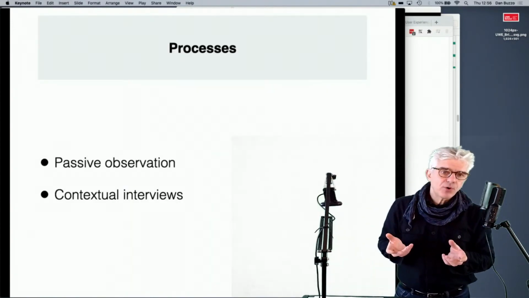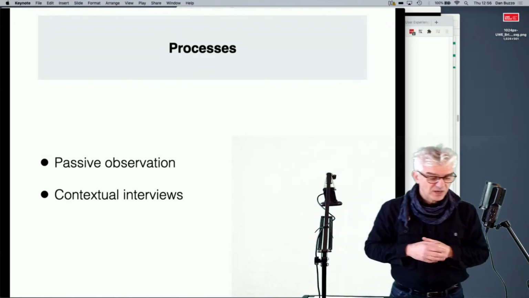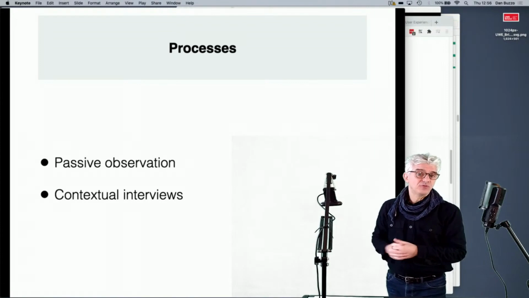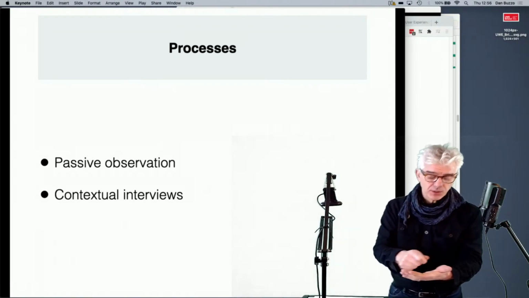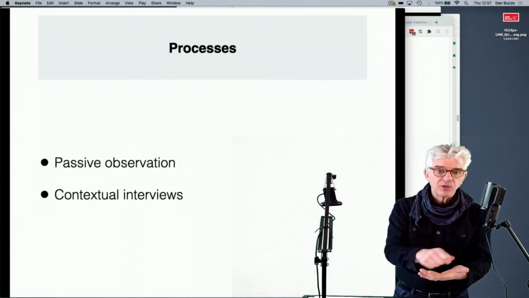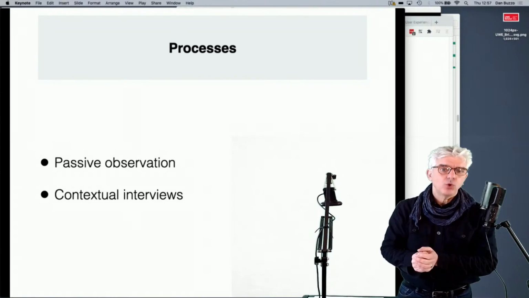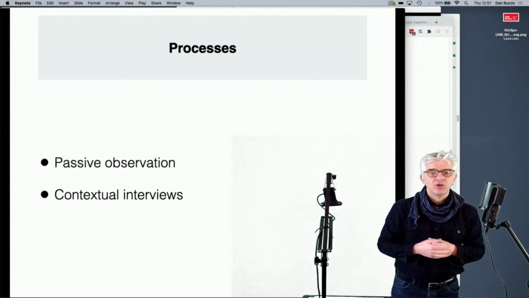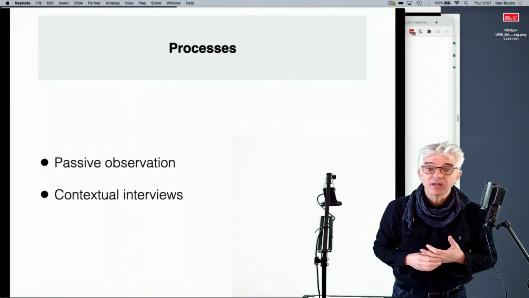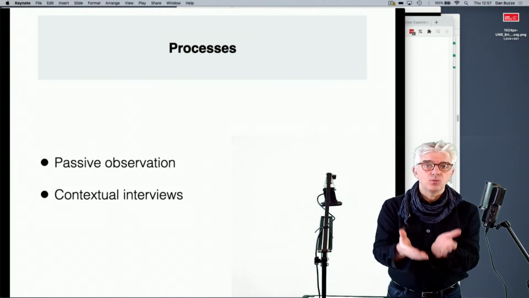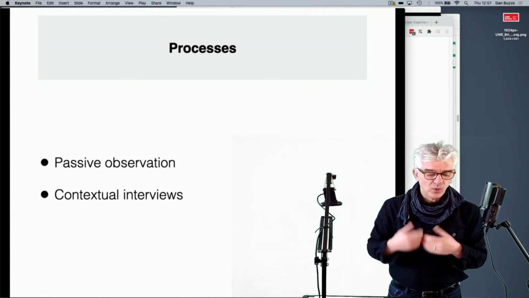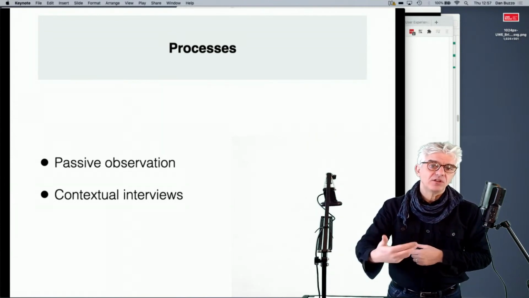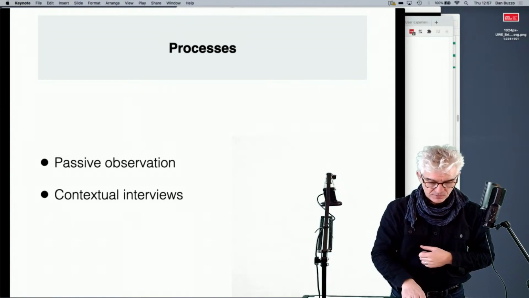So when we think about processes of ethnography, we can think about passive observation as we've seen here. We can see active observation where people are going out and using mapping to see where people are sitting, or recording what they're doing using time-lapse cameras. We can also go and do contextual interviews. Potentially, we can go and talk to people where they're working, where they're congregating, in the context of what they're doing, which gives us insights in the context of use.